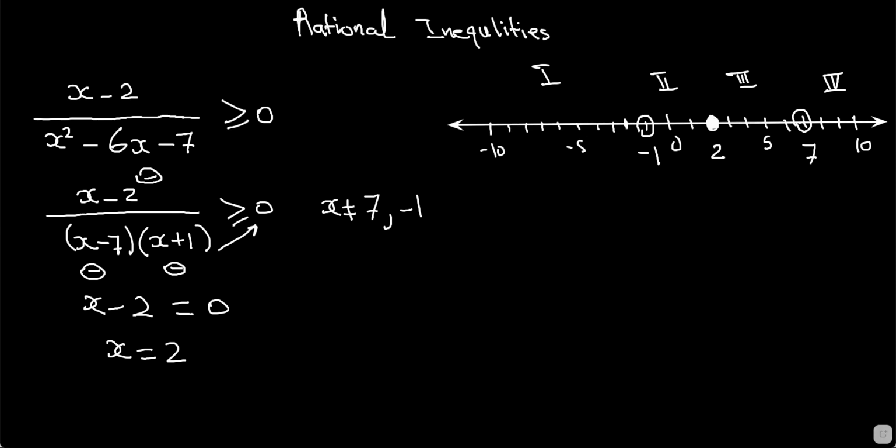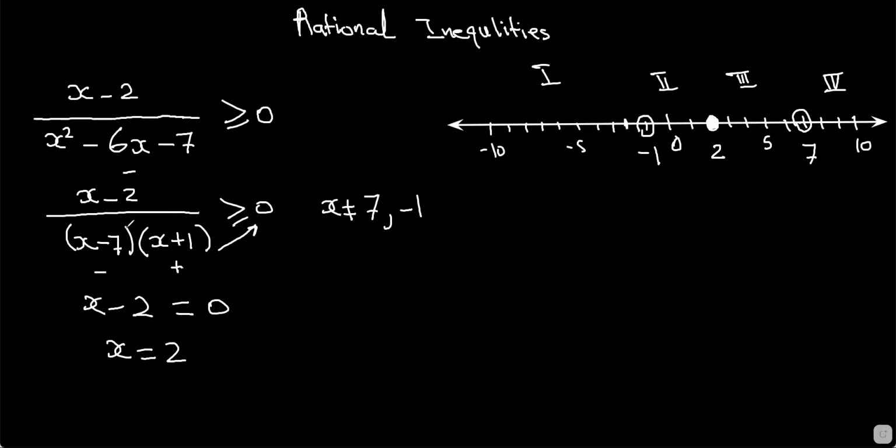Now we're going to go to the second line segment, which is between -1 and 2. In this case, the best number to test is 0, because 0 is very easy to test. Why? Because when you put 0 here, 0 minus 7 is negative, and when you put 0 here, you're going to get positive.